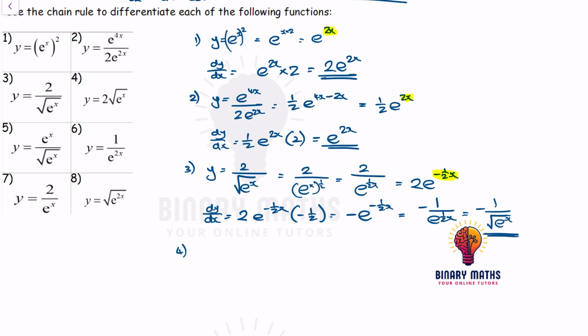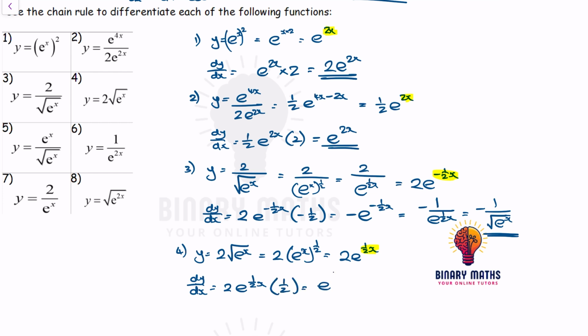Question 4. y is equal to 2 times root e^x, which is equal to 2 times e^x to the power of a half, which is equal to 2e to the half x. So now you need to differentiate it informally. So you get 2e to the half x. e to the half x differentiates to e to the half x, and then half x differentiates to half. So you end up getting e to the half x, which is equal to e^x square rooted.